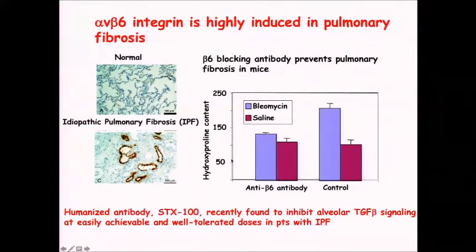And that was enough to lead to a collaboration with, actually two collaborations, first with Biogen and then with a small company, Stromedix, that was subsequently bought back by Biogen, to develop this humanized antibody, STX-100, that was recently found in a phase 2A study to inhibit alveolar TGF-beta signaling at an easily achievable and well-tolerated dose. We still don't know if it's effective, and that's something that I hope I'll live long enough to figure out.